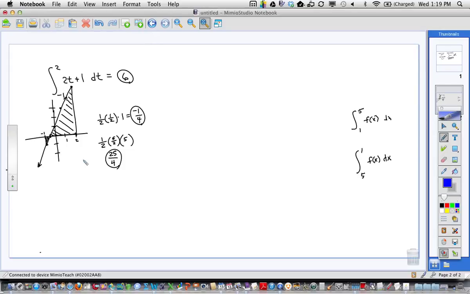The value of a definite integral is a number. It's a fixed piece of area. 6 is that integral, that area. Okay? Little piece of negative area added to a bigger piece of positive area.